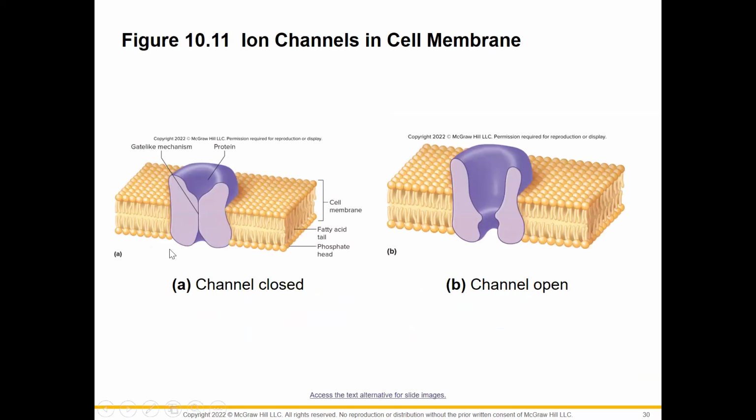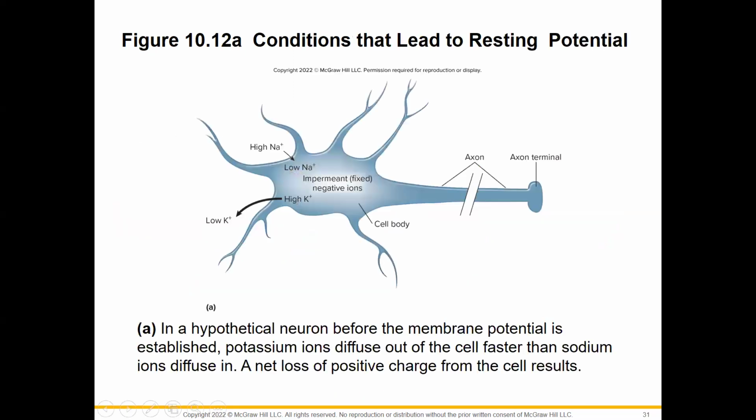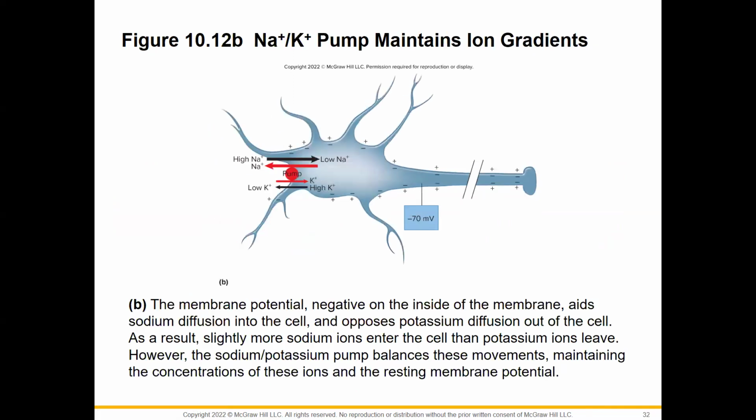So this would be your gated channel. The gated channel is made up of a protein. Right now, this one is closed, so nothing can pass through. When it is time, that gate will open and that will allow the ions, whether it's potassium or sodium, to pass into or out of the cell so that that cell can pass the signal on. We're going to move past this.